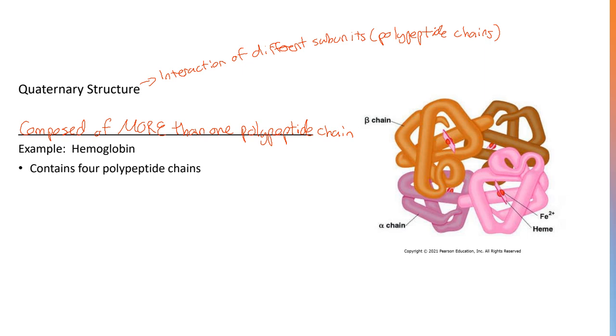An example of a protein made of quaternary structure is hemoglobin, which contains 4 polypeptide chains. You can see that here, for example. This is one, this is another one, this is another one over here, this is another one over here. The different colors represent a different polypeptide chain. But in order for hemoglobin to be able to work, it needs 4 polypeptide chains, okay?